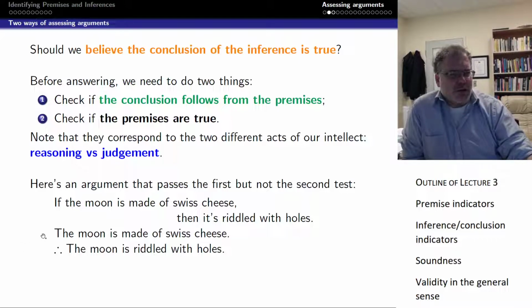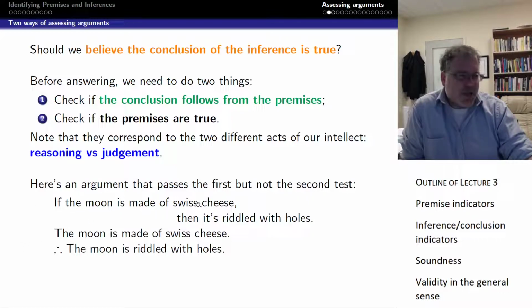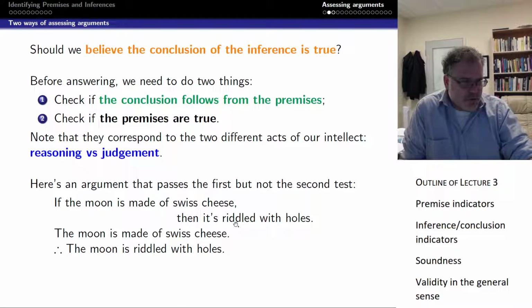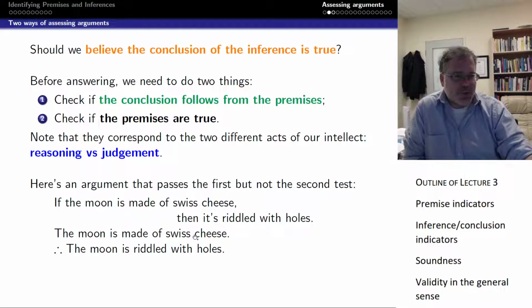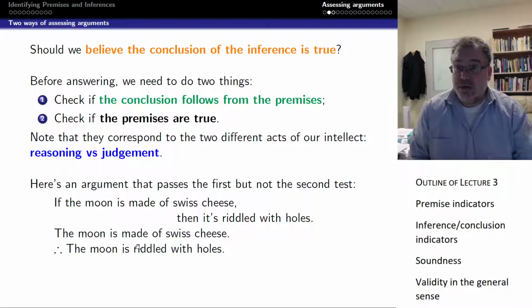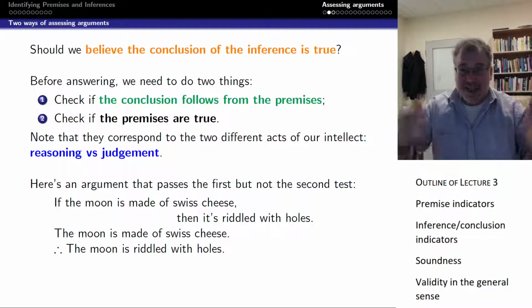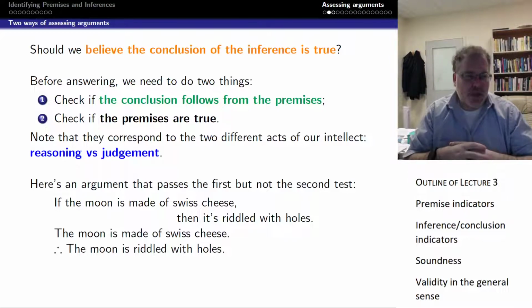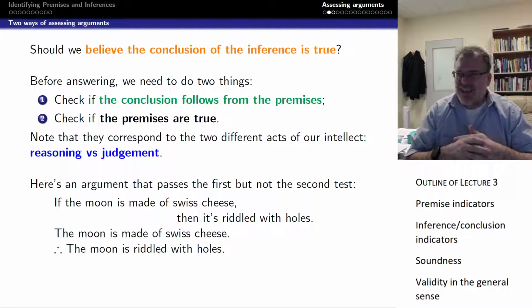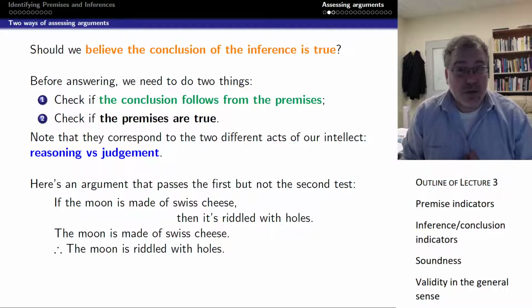Now, if we look at the two premises, if it's made of Swiss cheese, then it's riddled with holes. Oh, it is made of Swiss cheese, so it's riddled with holes, right? The conclusion does follow from the two premises, meaning if the two premises are true, the conclusion is true as well. Now, are the premises both true?